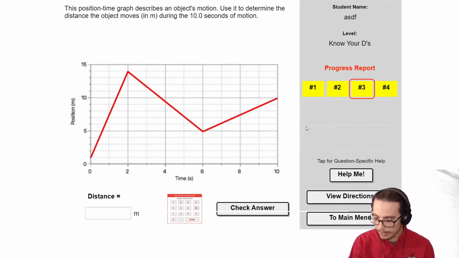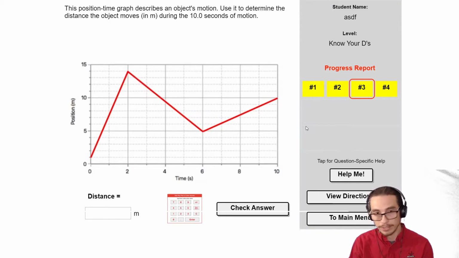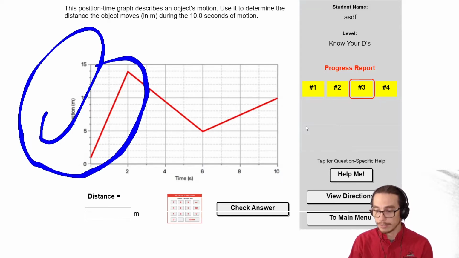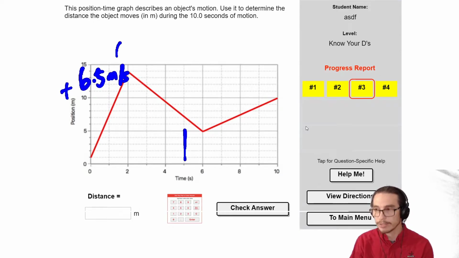Another thing is, to find the speed of any one of these segments, I just need to find the slope. Like this first one right here is going up to 14 from 1, so 13 in 2 seconds. So that one is going to be 6.5 meters per second. And over here, it's going down. I can look at the velocity of the second part and find the slope of that. That'll be a negative and so on.